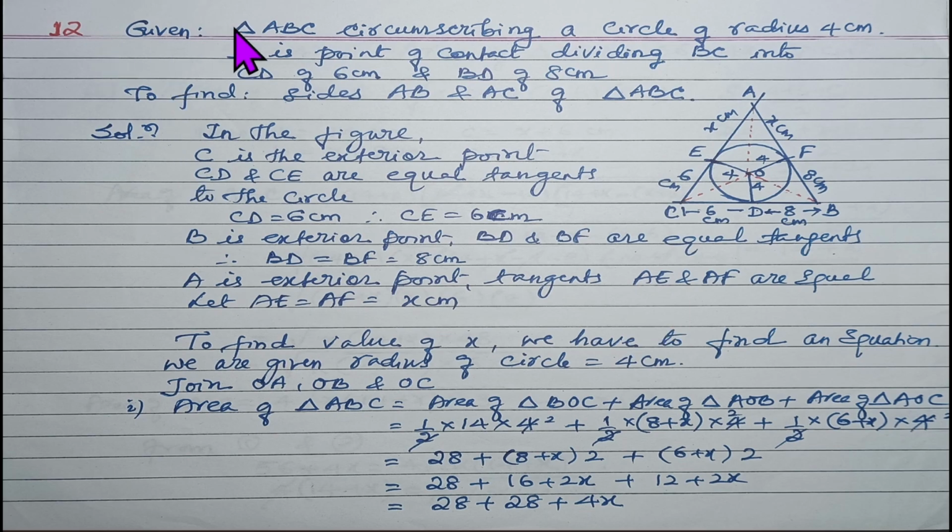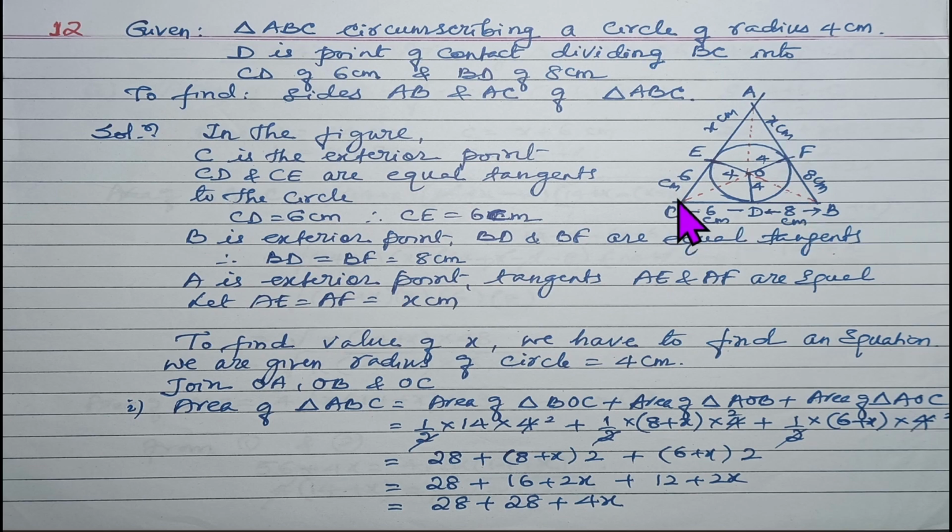Now example number 12. We are given a triangle ABC, a triangle circumscribing a circle. So we have an incircle here, an incircle of radius 4 centimeters. D is the point of contact, dividing BC into CD and BD. CD is 6 centimeters, BD is 8 centimeters. Now we have to find the lengths of the sides AB and AC of this triangle ABC.